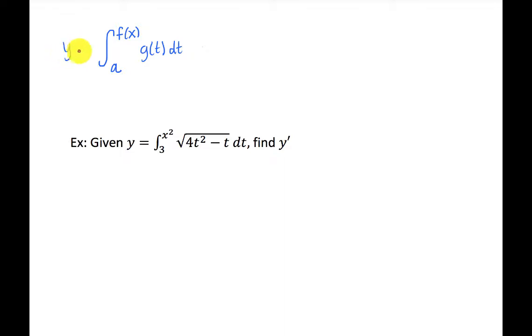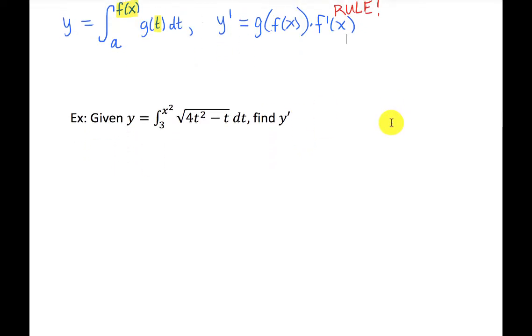So in general, if my y looks like this, an integral from a constant to a function of x, y prime can be found by still using that same technique where you replace all of the t's with that upper limit f of x, but instead of just leaving the f of x there, you have to actually multiply by the derivative of f of x when you're done because you have to use chain rule.